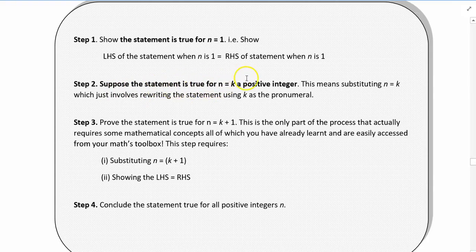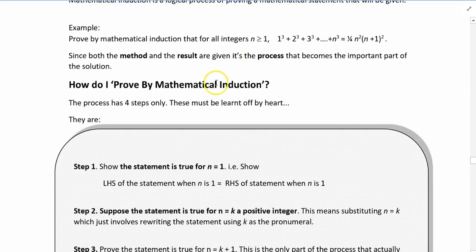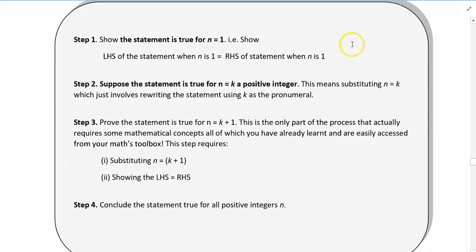What we do here in step 2 is we introduce k into the statements. So it goes on to say this means substituting n equal to k, which involves rewriting the statement using a k. So while you're not writing out this sentence that I've just read, you're actually doing it. So up here you would have 1 cubed plus 2 cubed plus 3 cubed plus k cubed equals 1/4 k squared (k plus 1) squared. Now, that seems all pretty easy. Mathematically, we've not come to anything challenging so far.